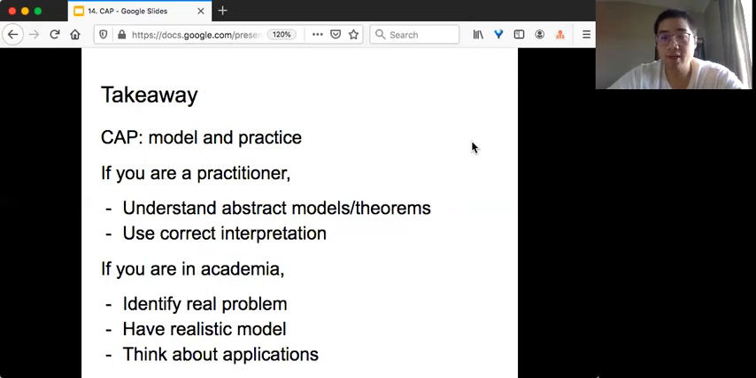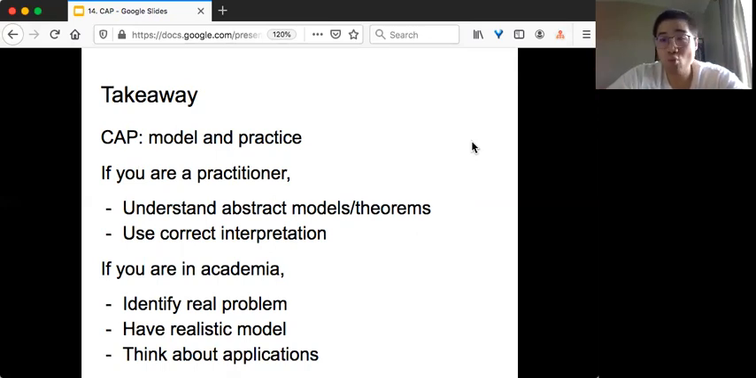So the takeaway is that I want you to know about this CAP theorem, and if you go to an industry interview, people actually ask about this. I want you to know about the model, the practice, and the high-level idea of the proof. If you are a practitioner, one thing to remember is that there are tons of very good results and papers from academia, but you will want to understand the abstract models and the theorem, what they mean, and the connection between the model and the practical system, and have a correct interpretation. If you don't apply it correctly, you may get something wrong.